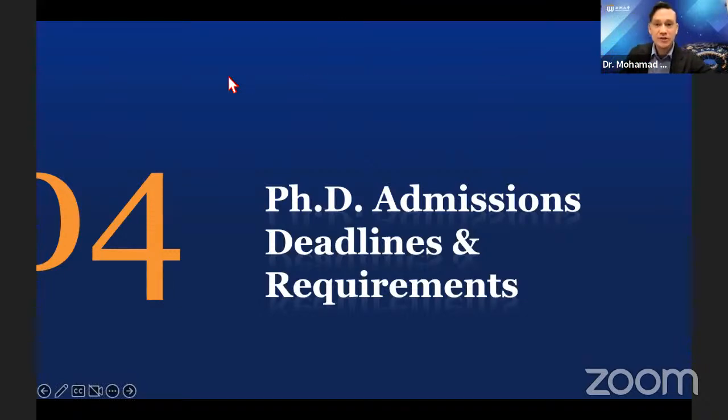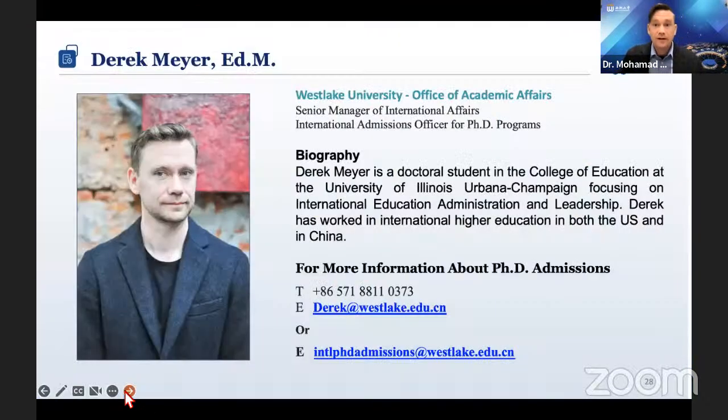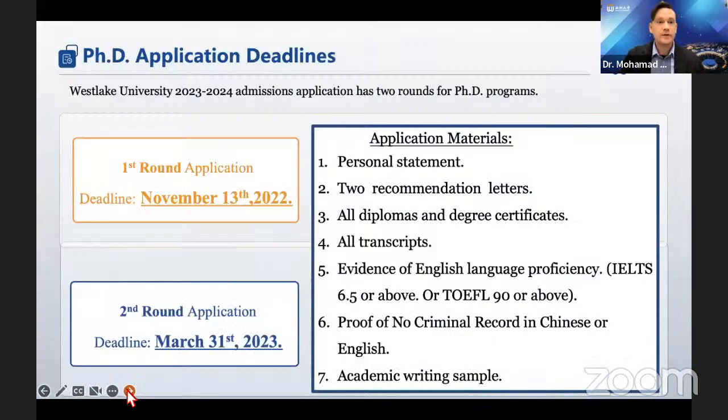Okay, so I'm going to go into the PhD admissions deadlines and the requirements for it. Okay, so at Westlake University, we have two different deadlines for the 2023-2024 admissions for our PhD programs. The first one is quickly approaching. It's November 13th, 2022, and the second round is March 31st, 2023. I'll talk a little bit about the difference.